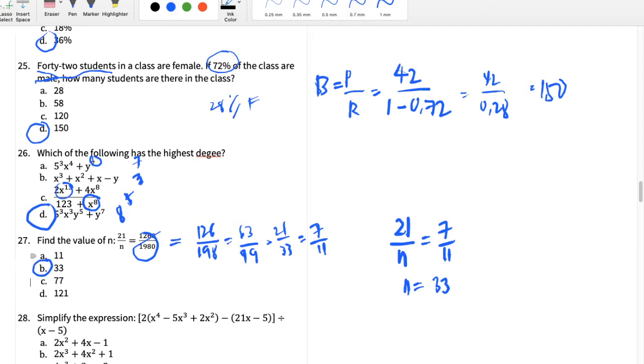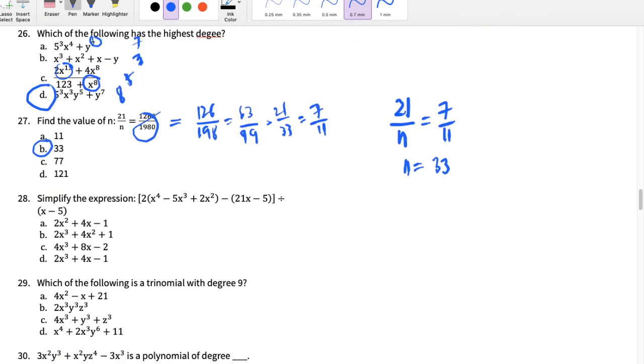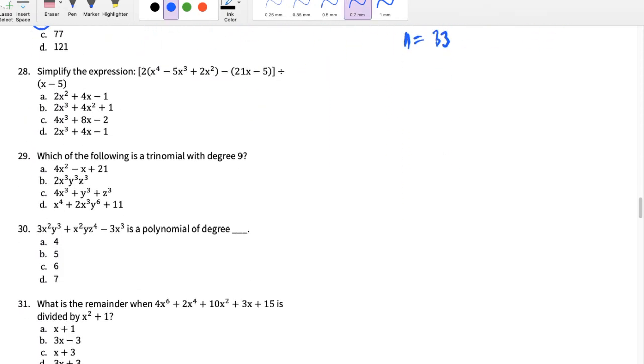Letter B. Number 28. Simplify the expression. Okay, simplify this expression. So distribute natin itong 2 first. 2x raised to 4 minus 10x cubed plus 4x squared. Okay, itong negative sign, so we could drop the parenthesis, i-distribute na natin sa dalawa. Minus 21x plus 5. So divide natin to by x minus 5.